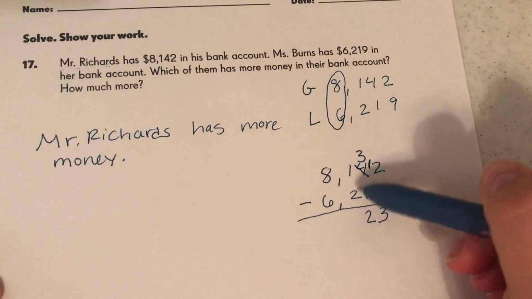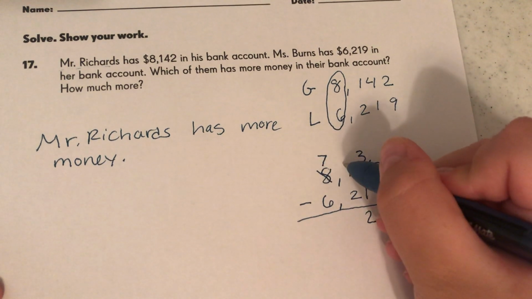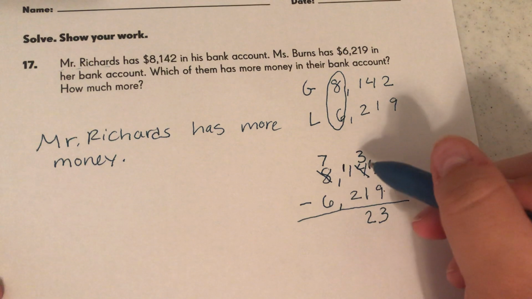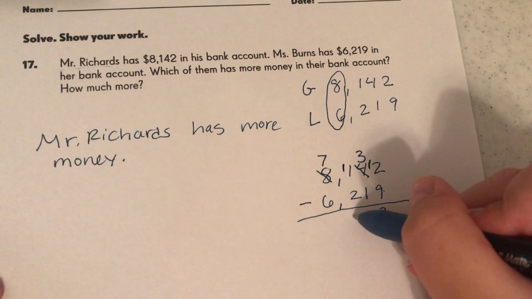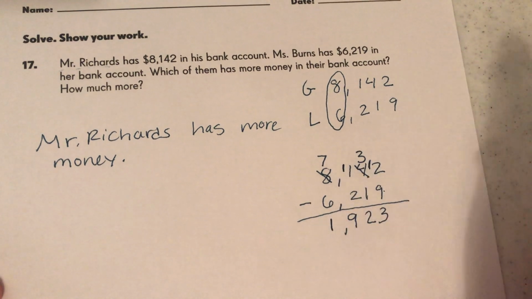1 minus 2, can't do that. I'll take away one of my thousands and turn my 1,000 into 10 hundreds. So now I have 11 hundreds. 11 minus 2 is 9. 7 minus 6 is 1.